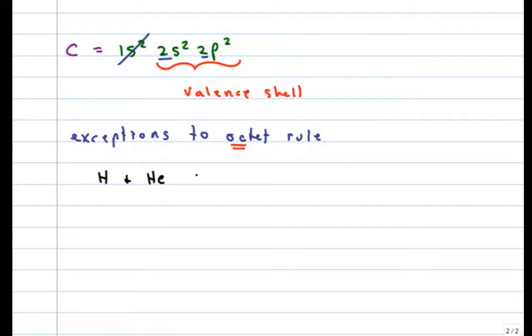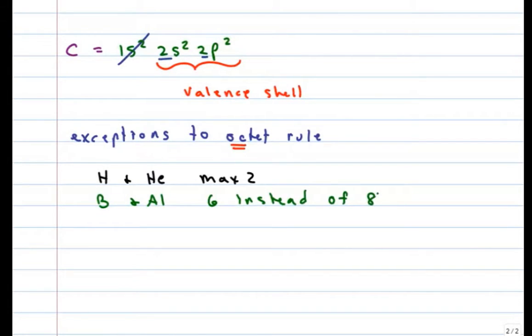Hydrogen and helium are going to have a max of 2. That's because they only have an s orbital. Again, if you're not familiar with orbitals, go back and review. Then we have boron and aluminum, which can have 6 instead of 8.